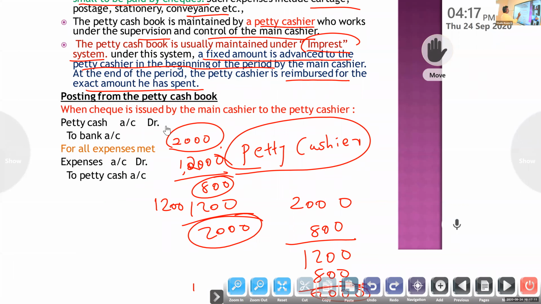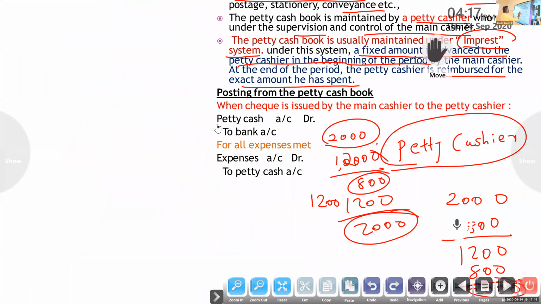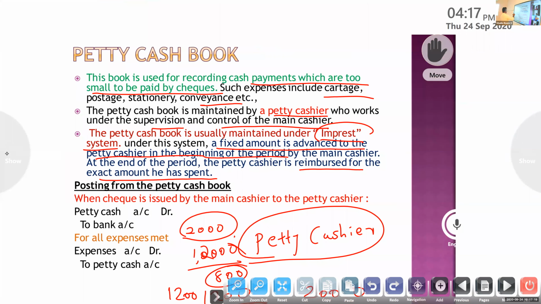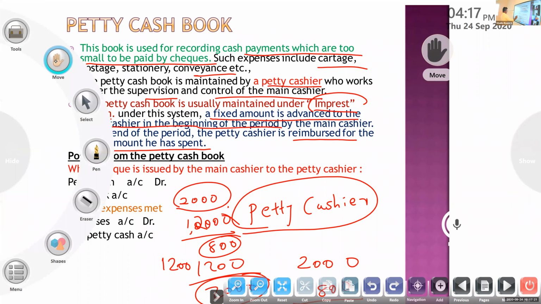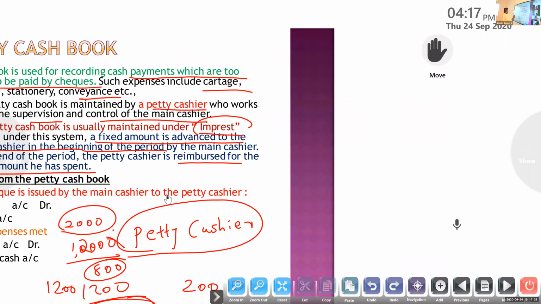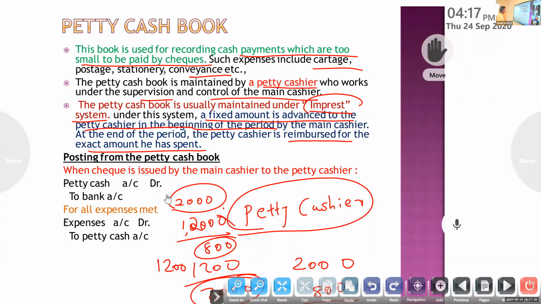When a check is issued by the main cashier to the petty cashier, what is the journal entry? Petty cash account to bank account. Our cash will go, so bank is credited. Okay, so petty cash account to bank account.